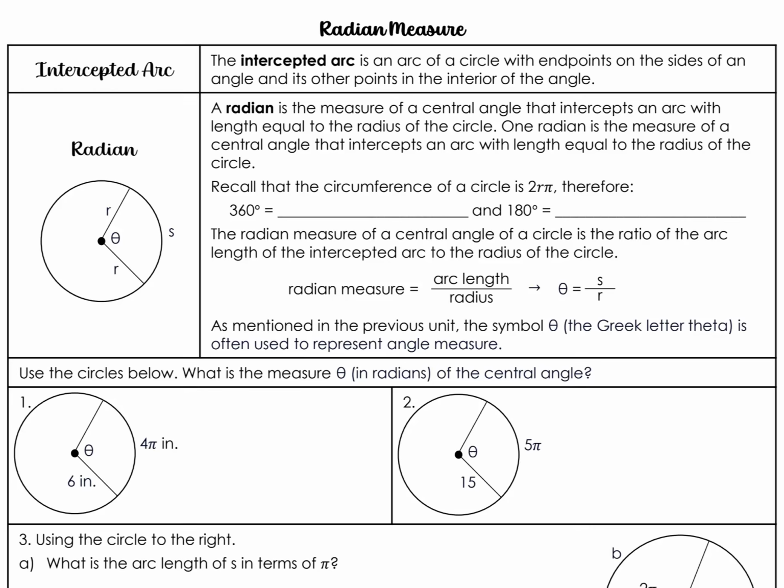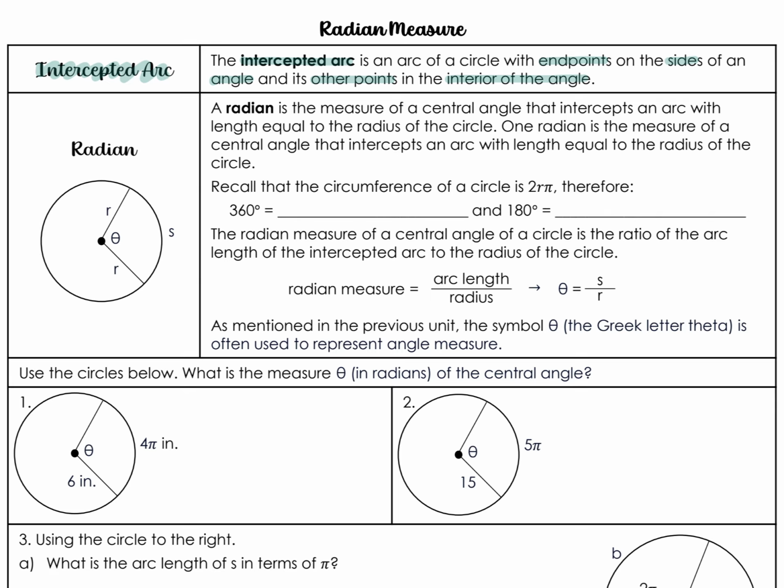All right, in this video, we're going to go over radian measure. So we're going to start off with our intercepted arcs. And so an intercepted arc is just going to be an arc of a circle with your endpoints being on the sides of your angle. And the other points are going to be on the interior of that angle.